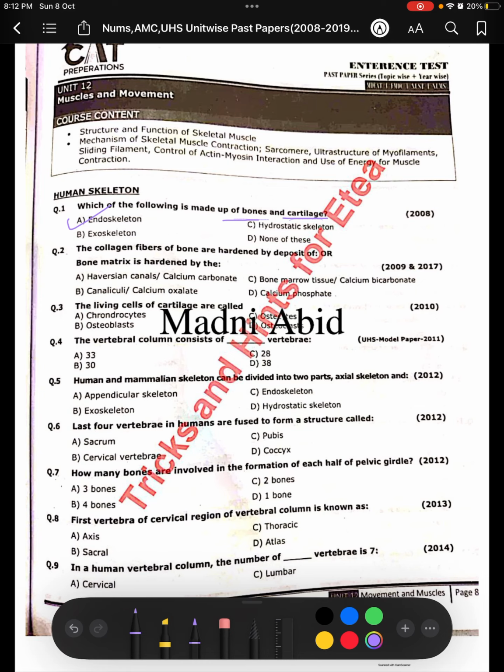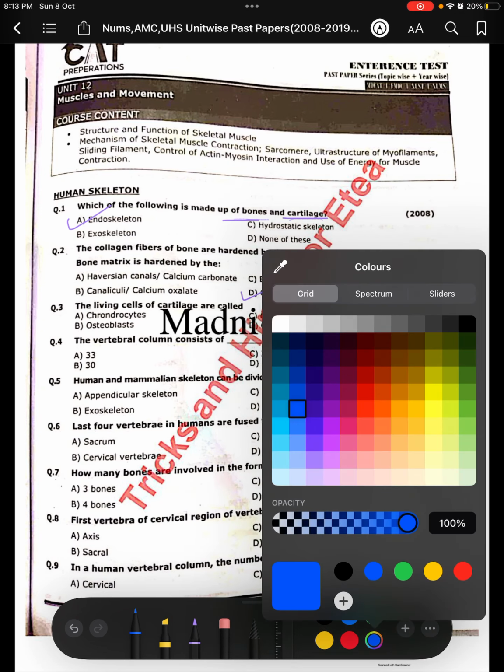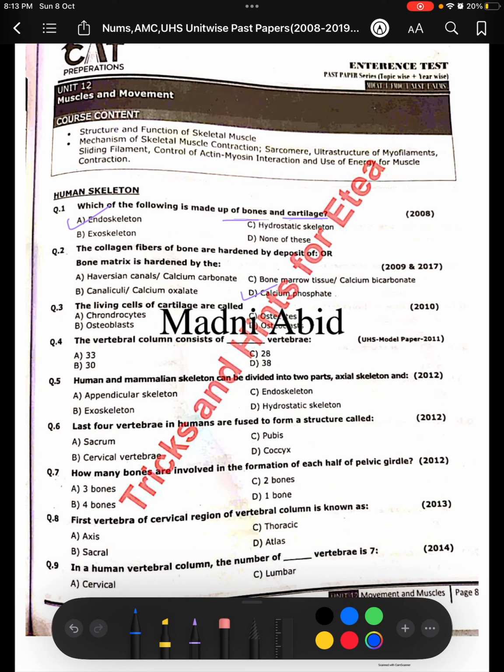Right? The second question is, the collagen fibers of bone, or the bone matrix, is hardened by the, obviously, calcium phosphate. Right? Now, the next question is, the living cells of cartilage are called. The options are chondrocytes, osteoblasts, osteocytes, and osteoclasts. Obviously here we're talking about cartilage, so it will be chondrocytes.